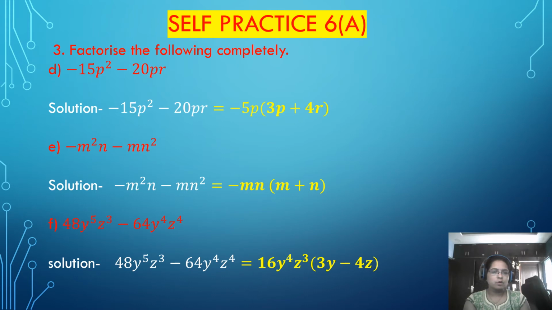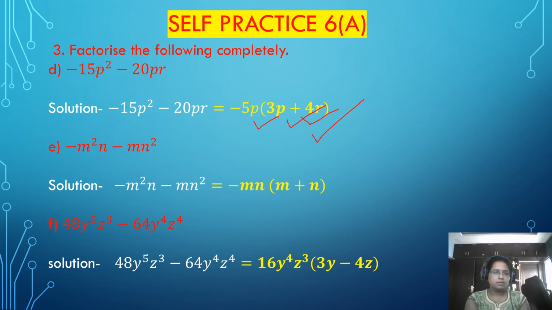So 5p is the common factor, and minus. Both have a minus sign, so minus is also one of the common factors. So minus 5p is the common factor. So minus 5p multiplied with 3p is minus 15p square, and minus 5p multiplied with 4r is minus 20pr. So minus 5p is the common factor. So minus 5p multiplied with 3p plus 4r, and 3p plus 4r is written inside the parenthesis. So minus 15p square minus 20pr is the product of minus 5p and 3p plus 4r.